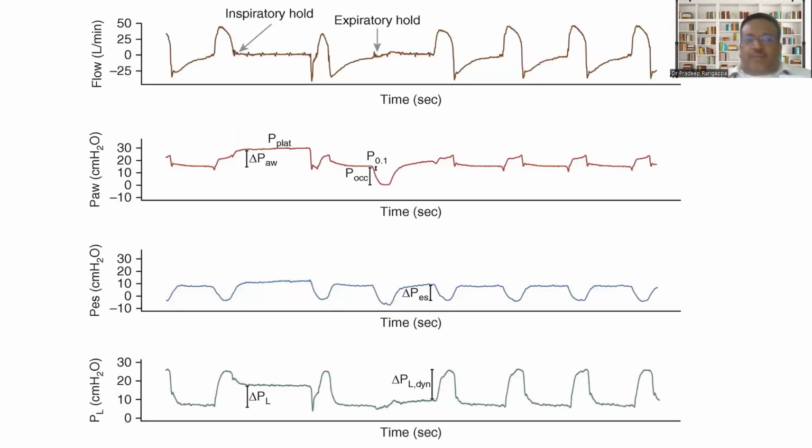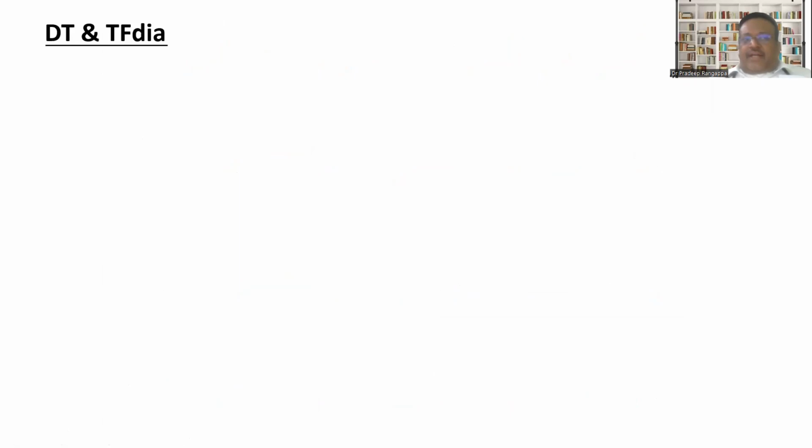And these are the various waveforms. Here you see the flow time, and here you see the plateau pressure that is being measured. This is the esophageal pressure, and this is the transpulmonary pressure waveform. So this can be shown in the exam. So just pay attention to all these graphs.